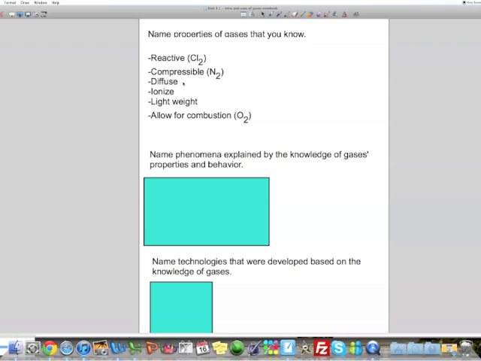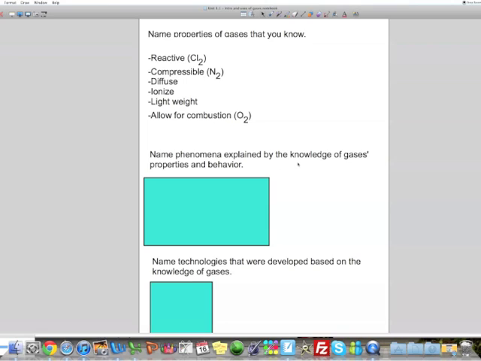So gases will go from an area of very high concentration to an area of very low concentration. You know also that gases ionize. If you think about your quantum theory from last year, if you give energy to a gas, some of its electrons will become very excited, will leave, but when they come back, because they don't like that state of high energy, they'll release that energy in the form of light, which we see, depending on the wavelength, depending on the amount of energy that's released, we'll perceive a certain color. We know that they're very light, and we know that oxygen, for example, allows for combustion.